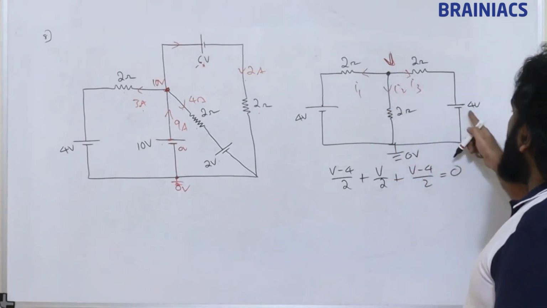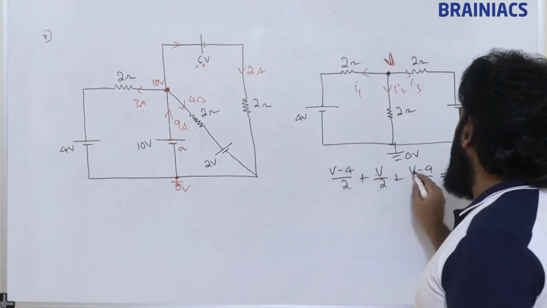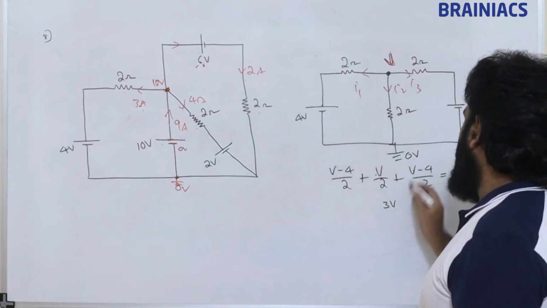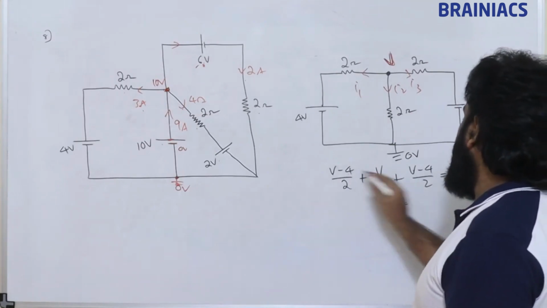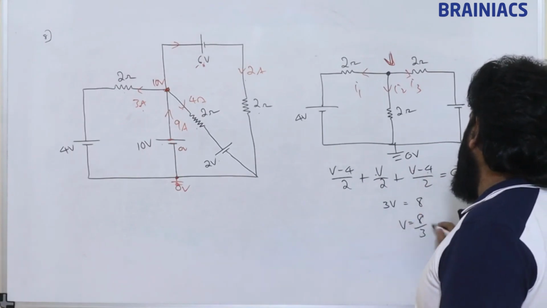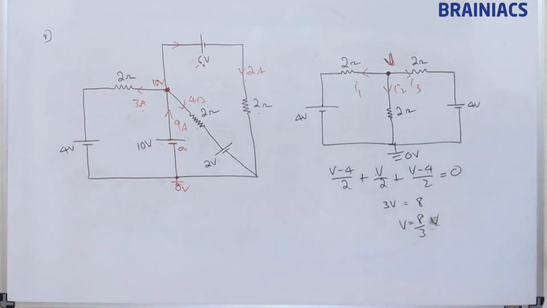Then (V minus 4) divided by 2. If we solve this, we get 3V. This 2 will go here, this will become 0, so this is equal to minus 4, which becomes 8. So V is equal to 8 by 3 volt. 8 by 3 volt. Clear or what?